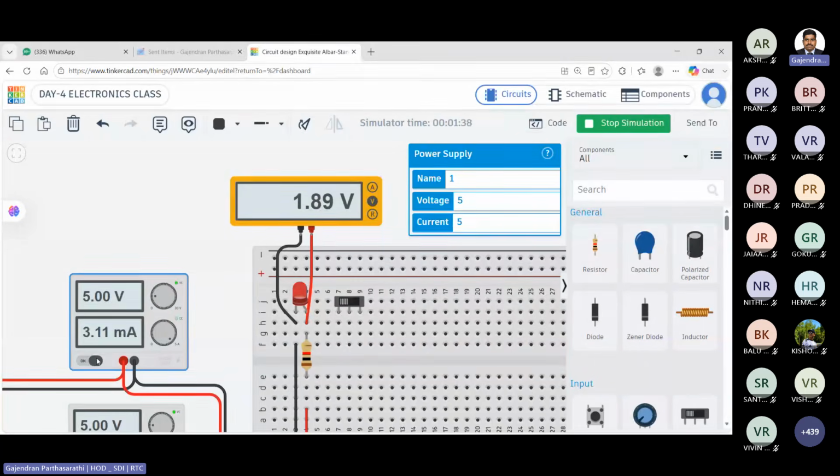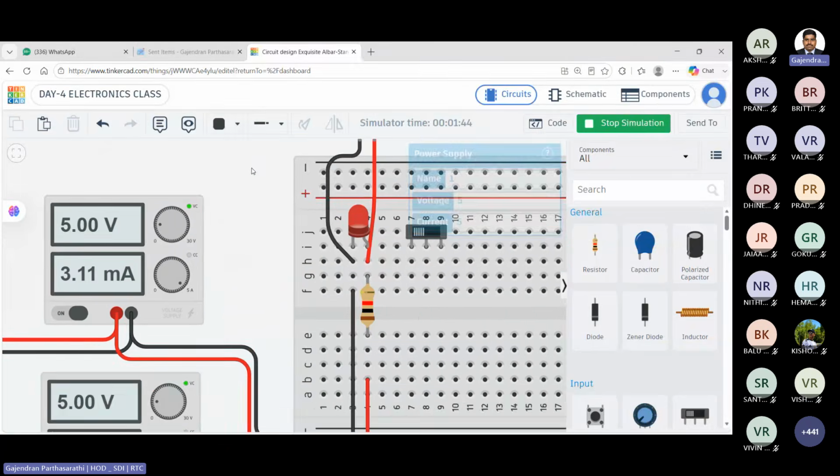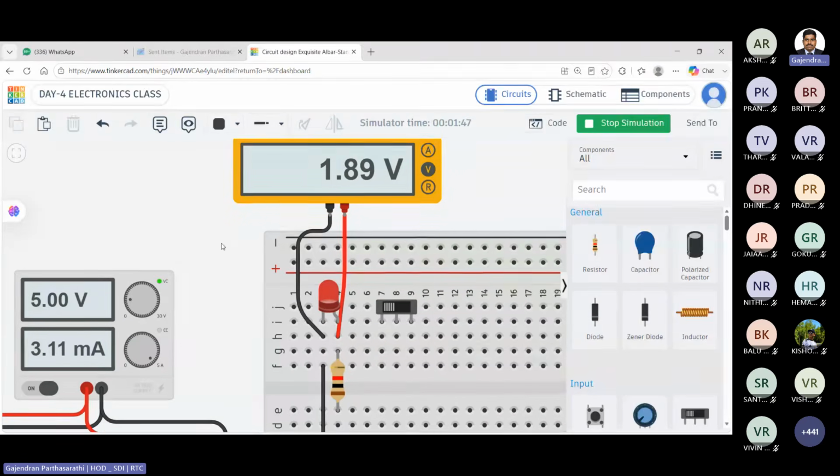And what I am going to teach you right now is one more concept. Please observe, engineer. What you need to observe here is two things. One is the brightness of the LED, the second one is the voltage across the LED.